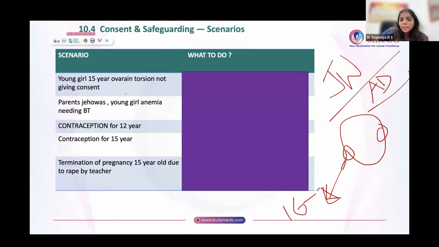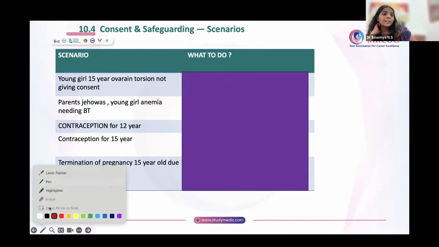Even though she is 16 years old, in case of emergency, to save her life, even though she is a Jehovah's Witness, you can proceed in her best interest. Once she is 18, if she has signed her advance directive, you cannot proceed. What I mean is, an adult Jehovah's Witness can decide whether they need blood and blood products.